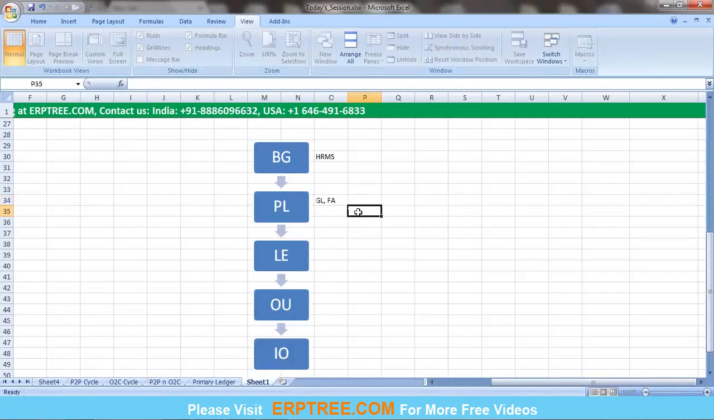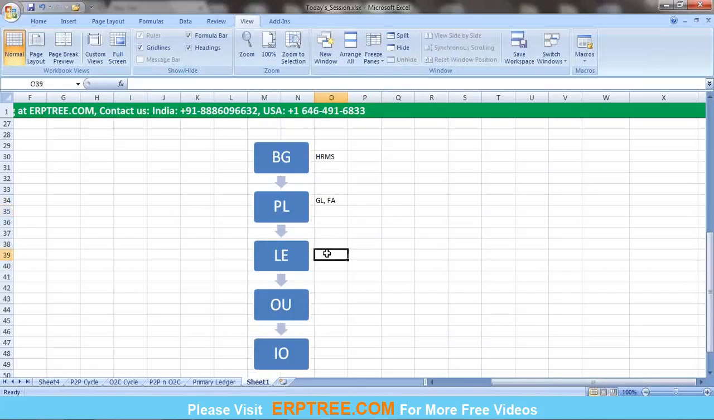In financial applications, we have fixed assets. So the primary ledger level, as per multi-org structure, so under BZ we'll get primary ledger. At the primary ledger level only we can maintain the general ledger application as well as FA, fixed assets. As per multi-org structure, at primary ledger level, which modules can be managed? Okay, the modules are general ledger and fixed assets.